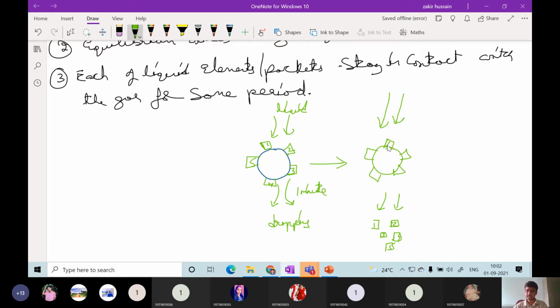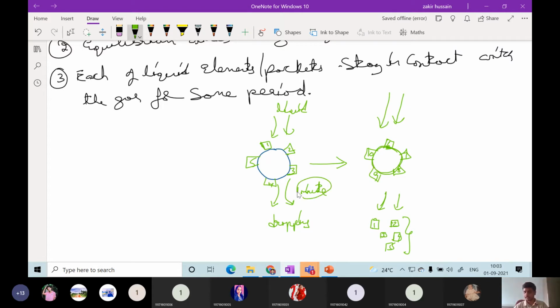So that is 5, 6, 7, 8, 9, 10. After this packet of liquid elements has been dropped to the bottom, fresh packets will once again occupy this bubble. This will happen for the same period of time. If these packets are dropping, then they will be replaced by fresh ones.